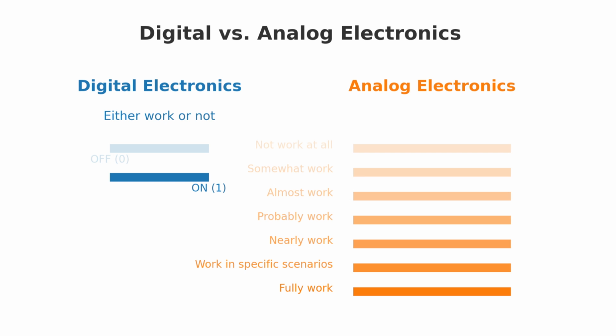Digital electronics either work or not. While analog ones can somewhat work, almost work, probably work, nearly work in specific scenarios, not work at all, or fully work.